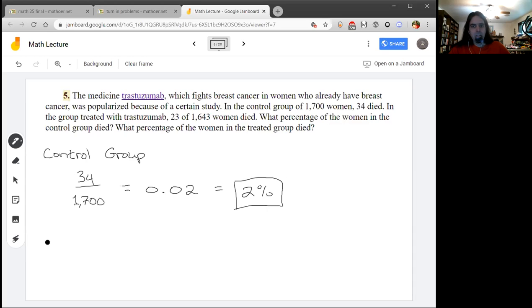Then there was the treated group. And the medicine did help a little bit. Only 23 people out of roughly the same got it. So this is 0.14.